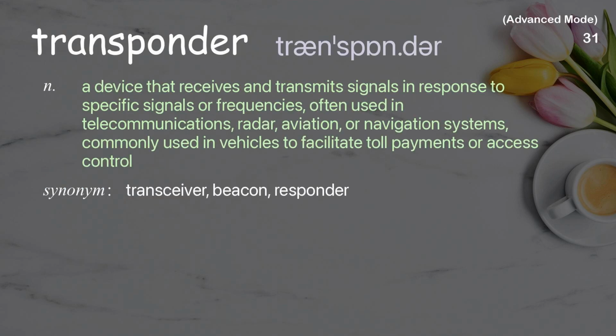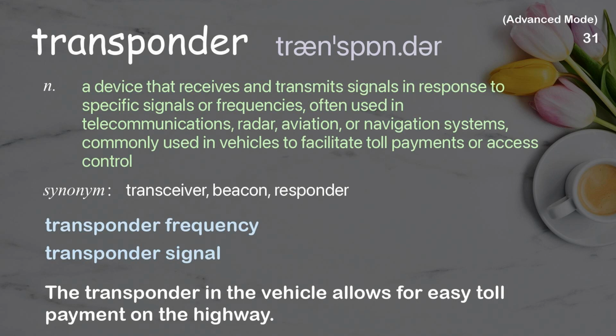Transponder. A device that receives and transmits signals in response to specific signals or frequencies, often used in telecommunications, radar, aviation, or navigation systems, commonly used in vehicles to facilitate toll payments or access control. Examples: transponder frequency, transponder signal. The transponder in the vehicle allows for easy toll payment on the highway.